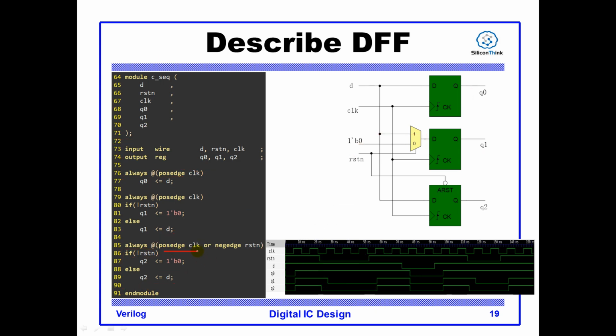If it's triggered by the positive clock, it also first checks the value of the reset. If reset is 0, the Q output is kept at 0. If reset is high, the value on the D pin is assigned to Q2. Sorry, this is exactly the function of an asynchronous reset DFF.